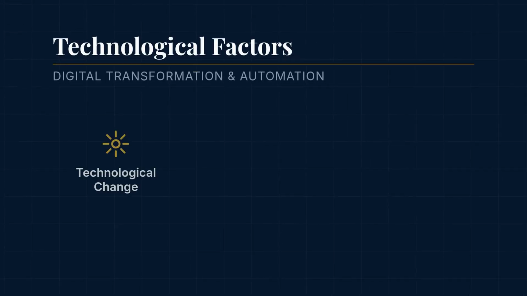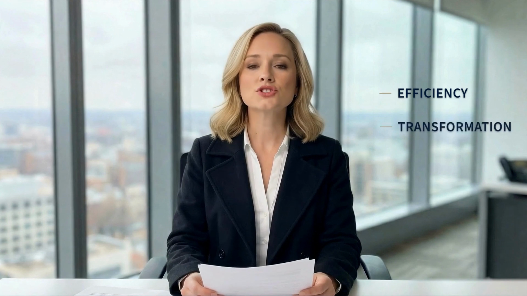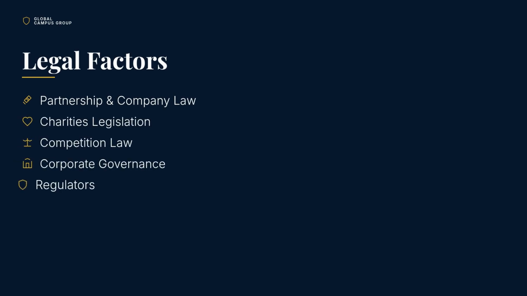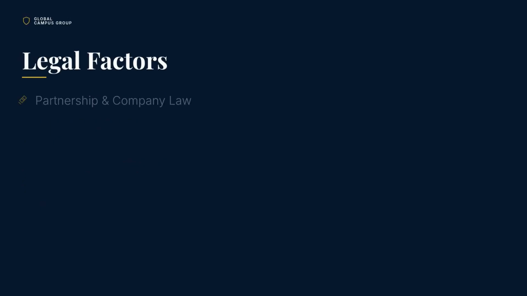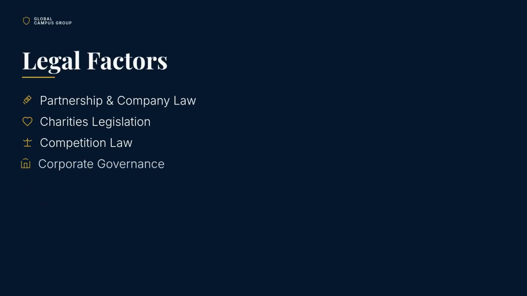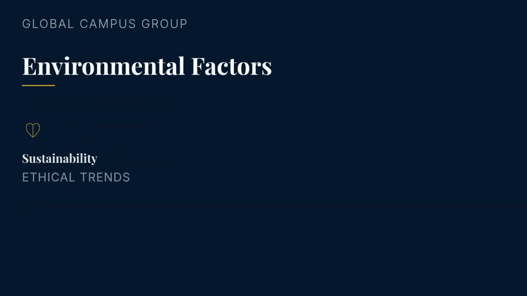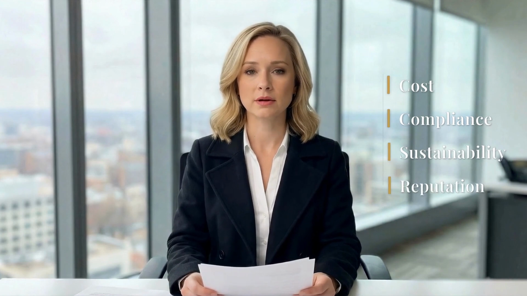Technological factors include technological change, automation, and improved communications. These can create new opportunities, improve efficiency, and transform the way firms operate. Legal factors influence the way businesses are formed, managed, and regulated. This includes partnership and company law, charities legislation, competition law, governance requirements, regulators, and government oversight. Environmental factors include ethical trends, carbon emissions, waste, recycling, and pollution. These affect cost, compliance, sustainability, and public reputation.